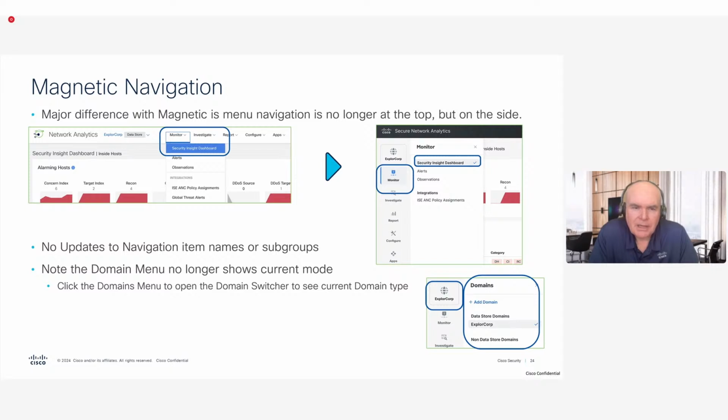The only thing I found a bit different was when you look at domains. If you have a data store domain in versions before 7.5.1, in my example screenshot, I got Explorer Corp and it says data store. In 7.5.1 here, you've got Explorer Corp, and you have to click on the little world icon, which is the domain, and that's where you can add different domains, and it will show you the data store and non-data store domains. So that one took me a little while to get used to. Not difficult, but the domain switcher is slightly different.